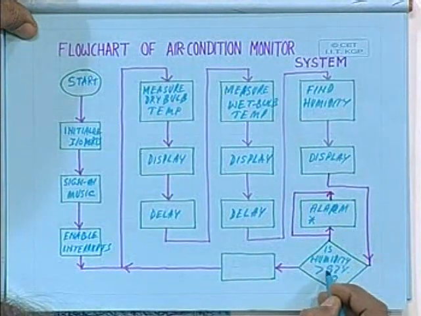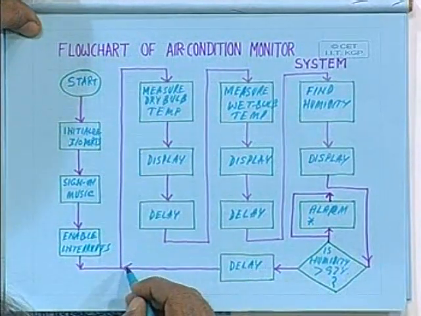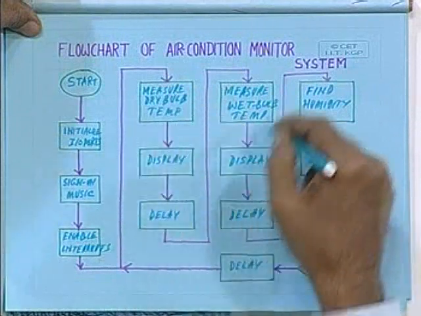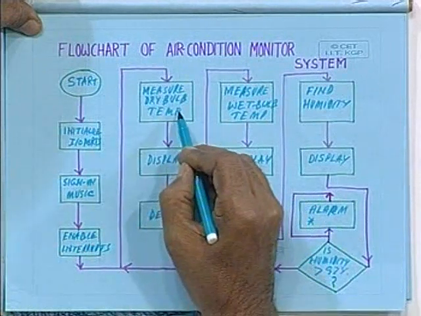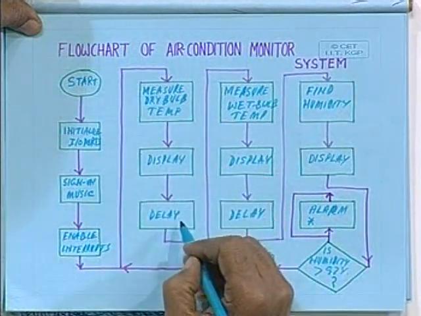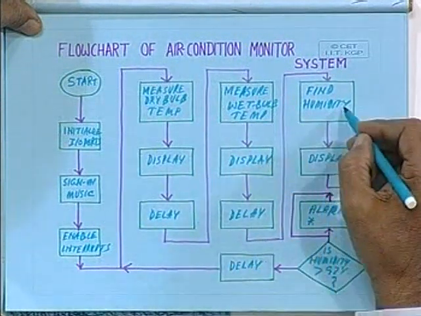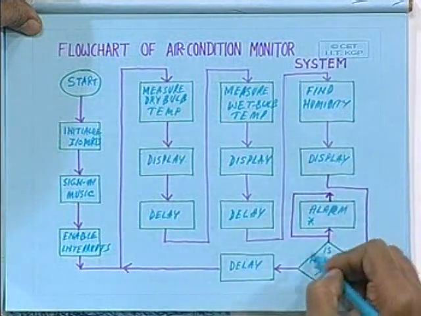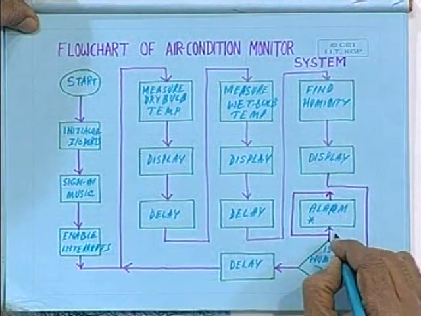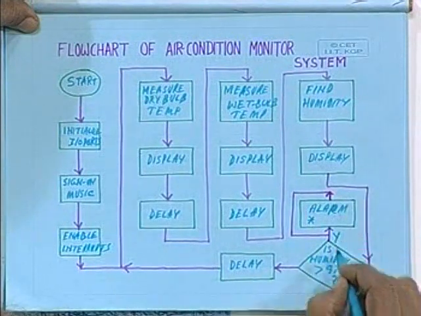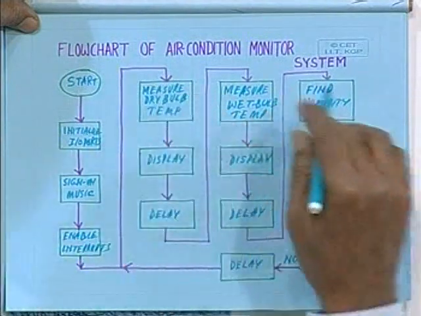Then after the display of humidity, again there is a delay, and it goes back to this loop. Then it keeps on doing the same thing, one after the other. So if there is no alarm, it will first measure the dry bulb temperature, display it, give some delay, then measure the wet bulb temperature, display it, give some delay, then it will find out the humidity, display it, and check whether the humidity level is within the range, that means 97%. If it is out of range, then it will go to the alarm state. If it is not, then it will generate some delay and go back. So it will keep on doing it.